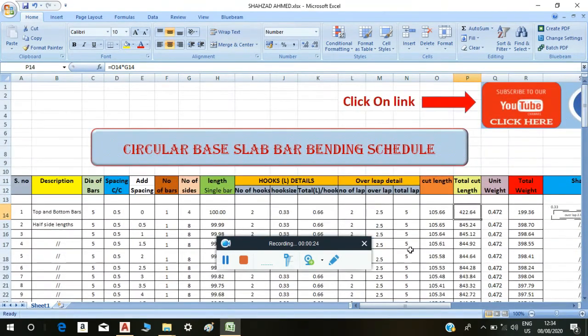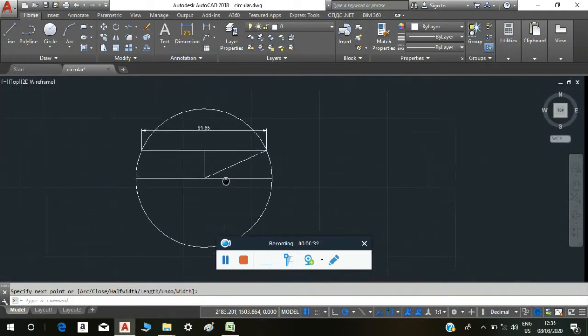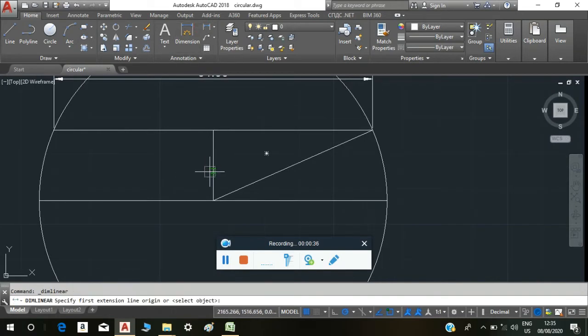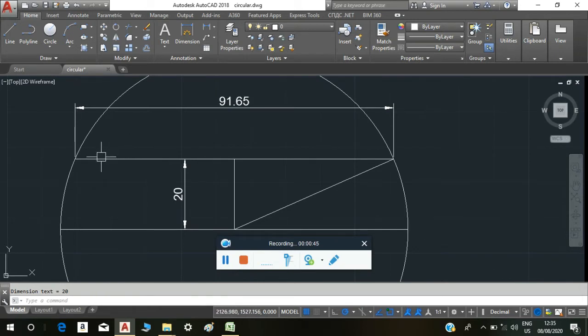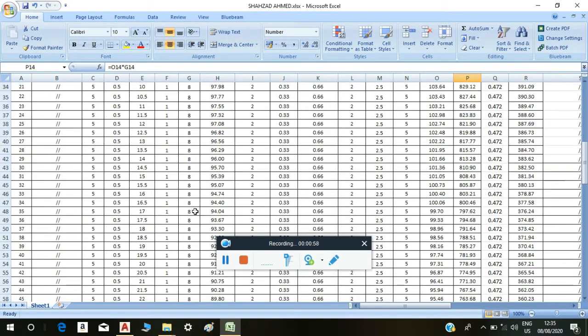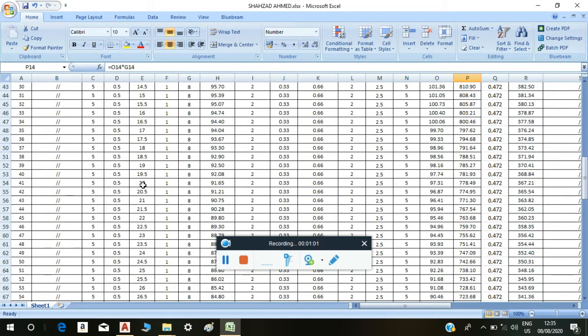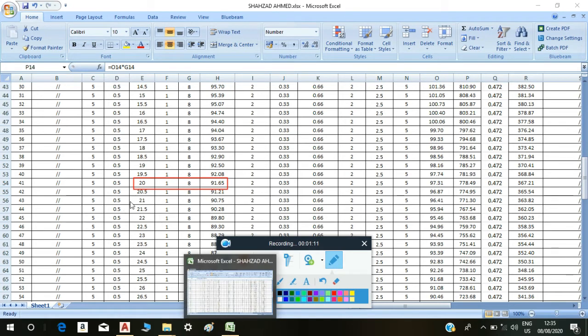An Excel sheet calculation is very easy. First we understand how this formula is taken. We take a 20 feet offset, the distance from the center of the circle, and the length of the bar gradually decreases every 6 inch center to center. We prove that 91.65 in the Excel sheet formula. Here is 20 feet: 91.65 at a 20 feet offset from the center of the circle.